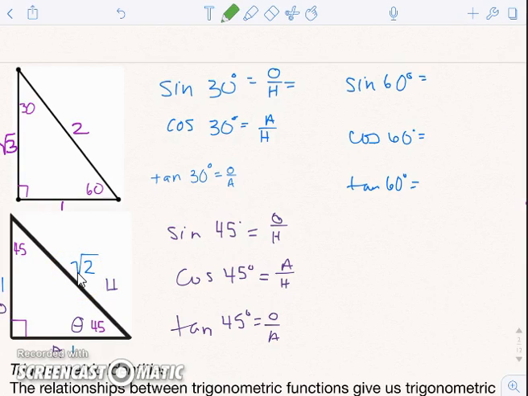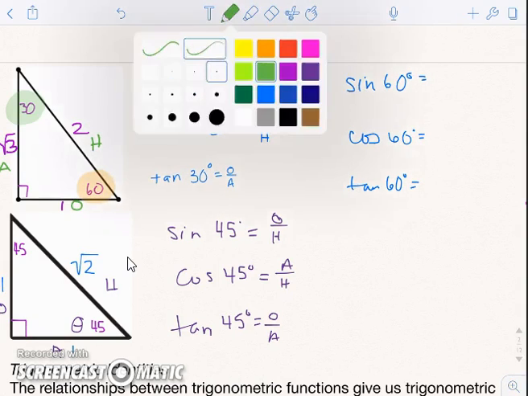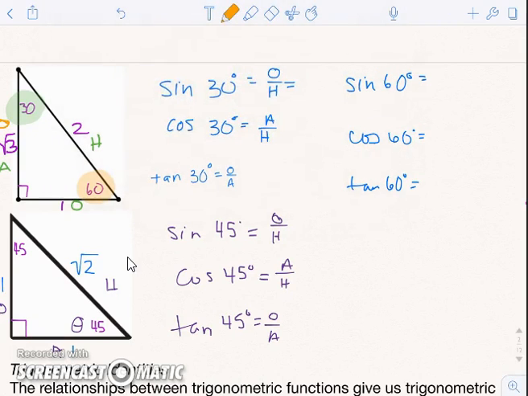So the sine of 30, I'm going to have to do two separate triangles here basically. So the sine of 30, if this is 30, that means that this is the opposite, this is my adjacent, and this is my hypotenuse. Whereas when I do 60, I'm going to color code these. This will be my opposite, this will be my adjacent, and my hypotenuse stays the same.